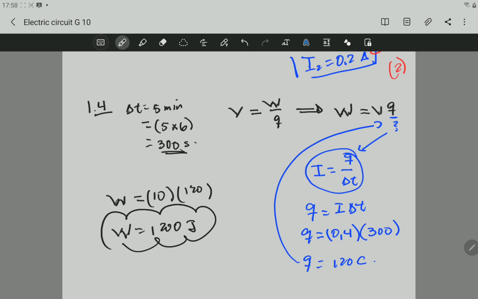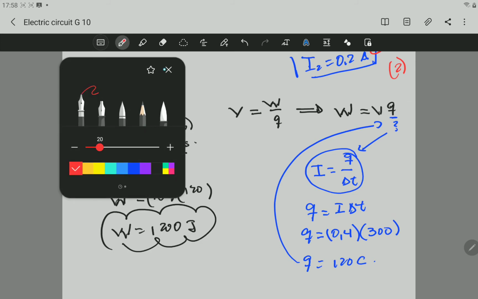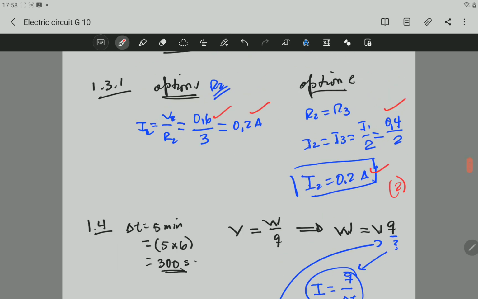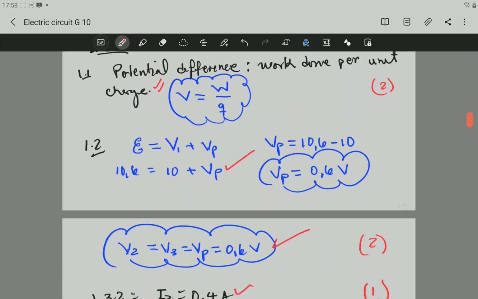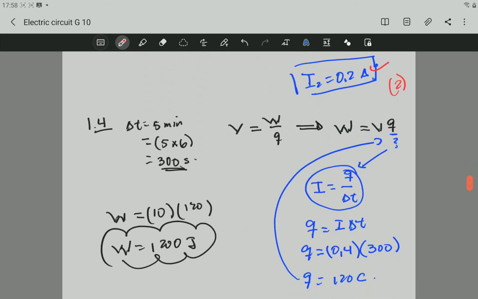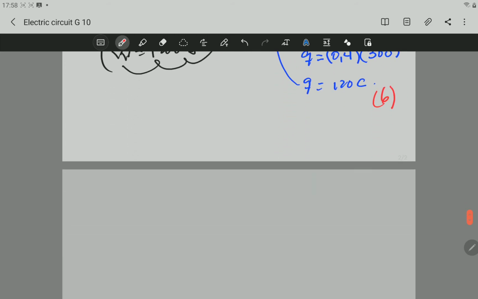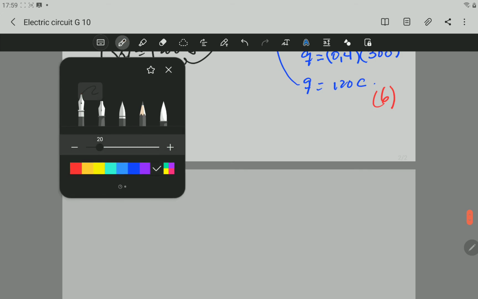This is the answer. You get 6 marks for this one. Let's make sure. Yes, 6 marks. So 1 mark will be for this formula, 1 mark for this formula, 2, 3, 4, 5, and 6. They are all the marks allocation. Okay, and then we go to the last question, which is 1.5.